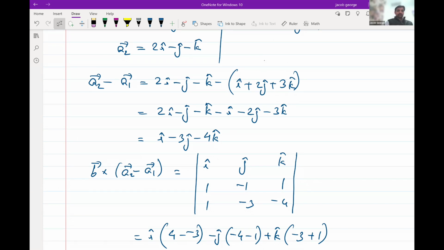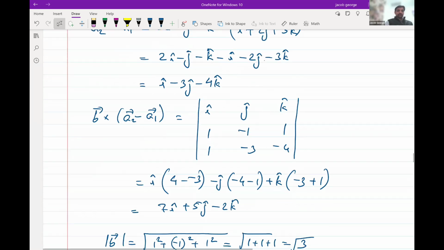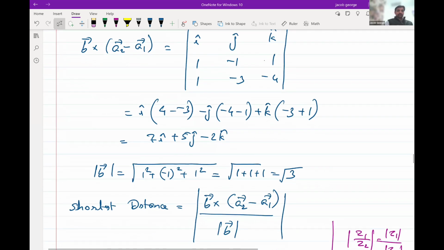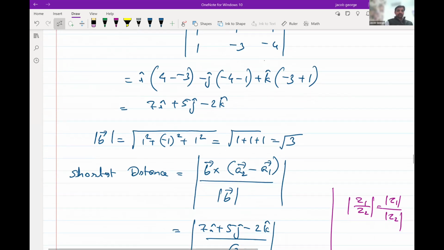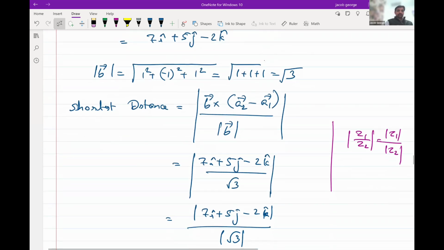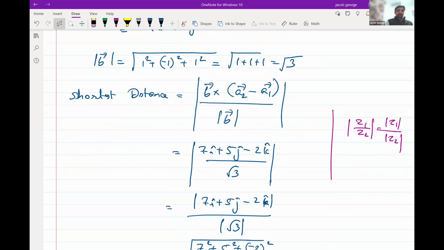Last one, it was B1 cross B2, okay? And then we find this one, i j k, 1, minus 1, 1, 1, minus 3, minus 4, like this, B cross A2 minus A1. Then magnitude of vector B. And when you simplify over here, the numerator is a vector. But we cannot write the final answer of distance as a vector. Distance is always a scalar, right? It is a scalar quantity.